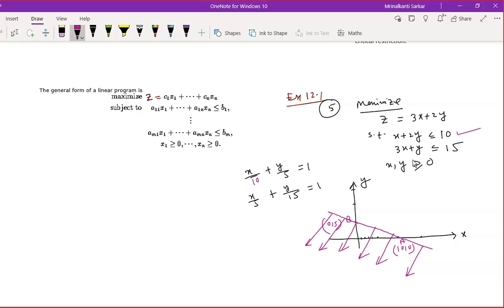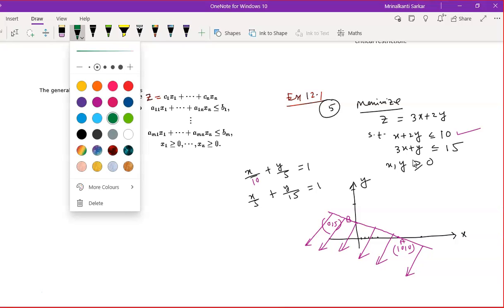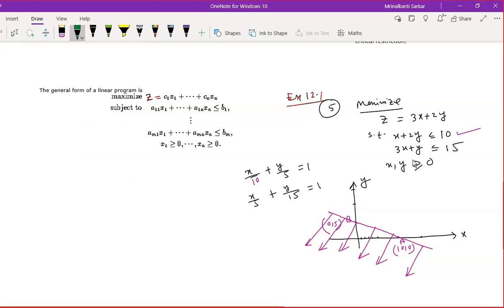Now let us plot the next one, x by 5, using a different ink for this. You may not use a different ink, you can use pencil only, one color, no problem. And the next one is up to 15 here. So this one is C, this one is going to be D, 0, 15, and this is 5, 0. And here also you see, if you put x equal to 0, y equal to 0, the region is directed towards the origin.